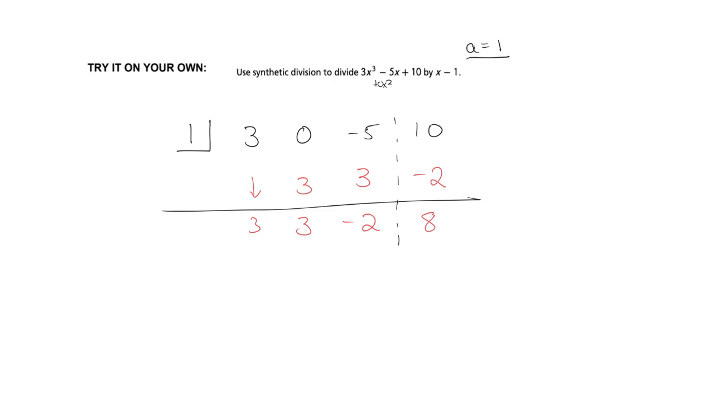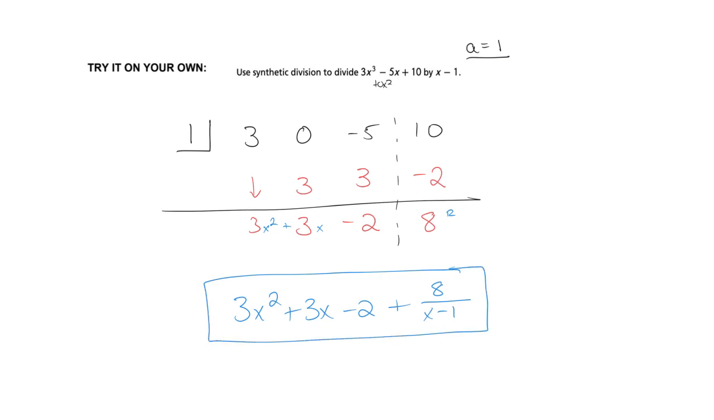So, right, this is my x squared. This is my x. This is my constant. And this is my remainder. So my solution is 3x squared plus 3x minus 2 plus 8 over my divisor of x minus 1. All right, so I know the steps seem long, but once you kind of get the hang of it, it's actually not too bad.